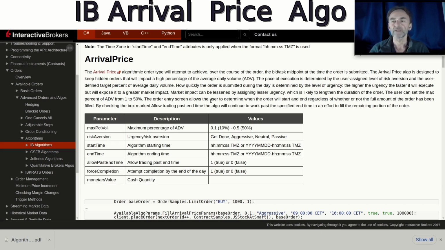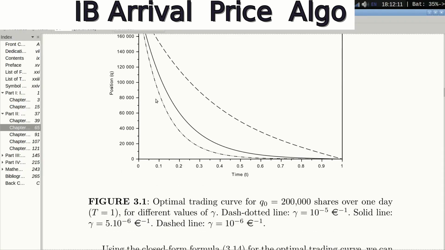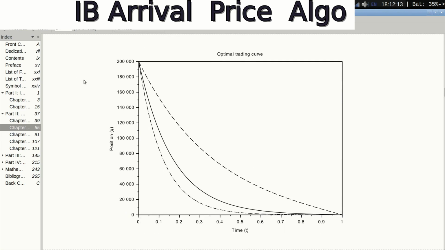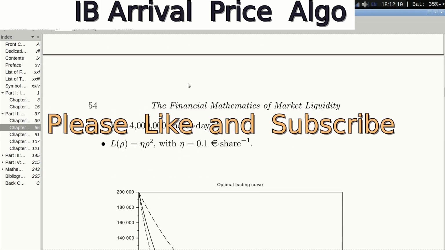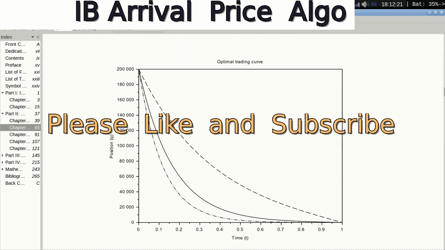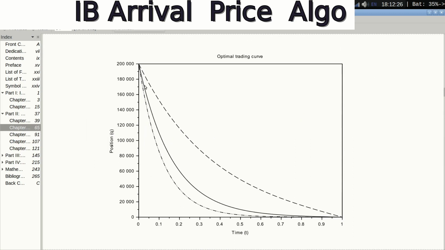And just so you understand a little bit more about arrival price before I dive into the results, let me take you to this book here. It's a book by Jian called The Financial Mathematics of Market Liquidity, and it talks about arrival price algorithms. In this chart here, we see how this arrival price algorithm works.